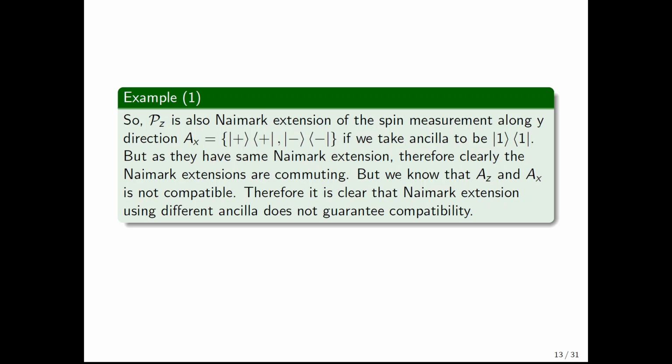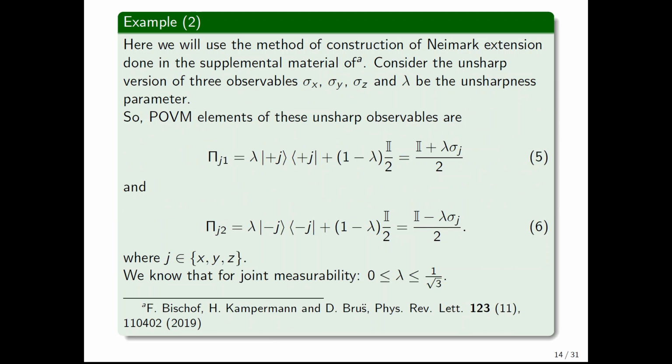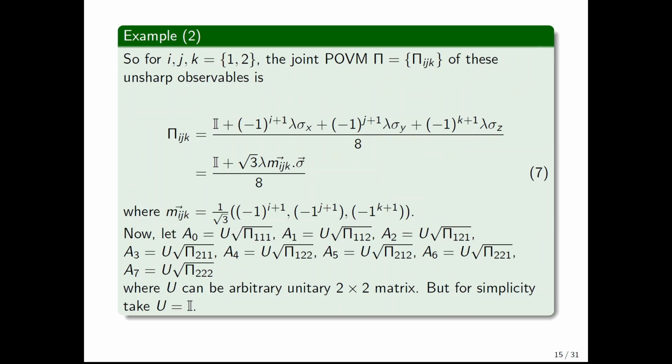Therefore it is clear that commuting Naimark extensions using different ancillas do not guarantee compatibility. Let's look into the second example. Here we have considered three unsharp spin-half observables with unsharpness parameter lambda. It is known that these observables are compatible for lambda less than 1 by root 3. So pi jk is the joint observable.